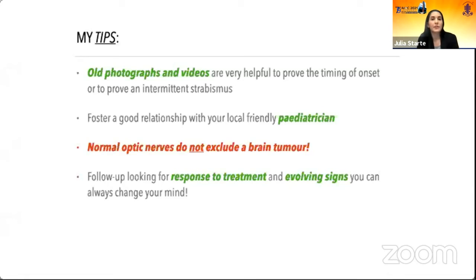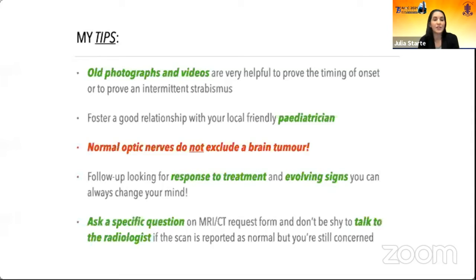And follow up on your patient. Make sure they're responding to treatment. If you haven't decided to further investigate, make sure they respond to treatment in the way you expect, and look for evolving signs. You can always change your mind on whether to scan, and just make sure that you ask a specific question on your MRI or CT request form, because that really helps the radiologist. And don't be shy to talk to the radiologist if it's reported as normal but you're still concerned.